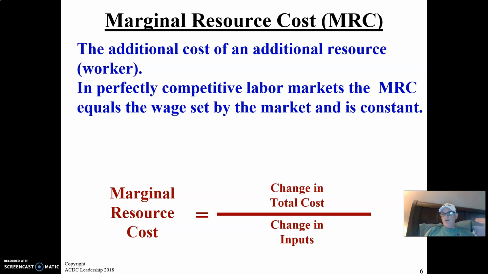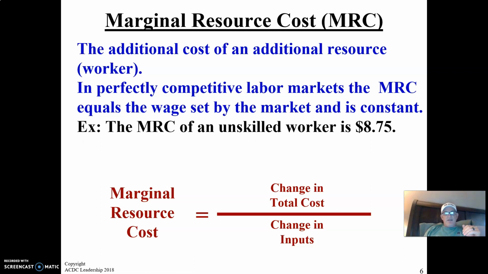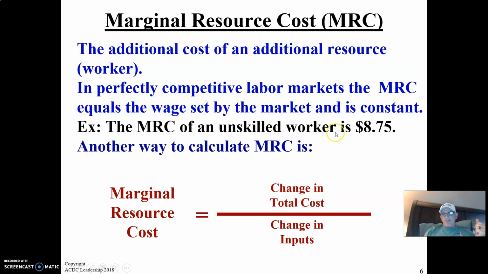We know that each worker we hire is going to cost us $10. We don't have to worry about them having a different skill set, that type of thing. That's a little bit deeper in econ than you're going to need today. Okay, so for an example, the MRC of an unskilled worker is $8.75. Then we know that every time we hire a worker, it's going to cost us $8.75.